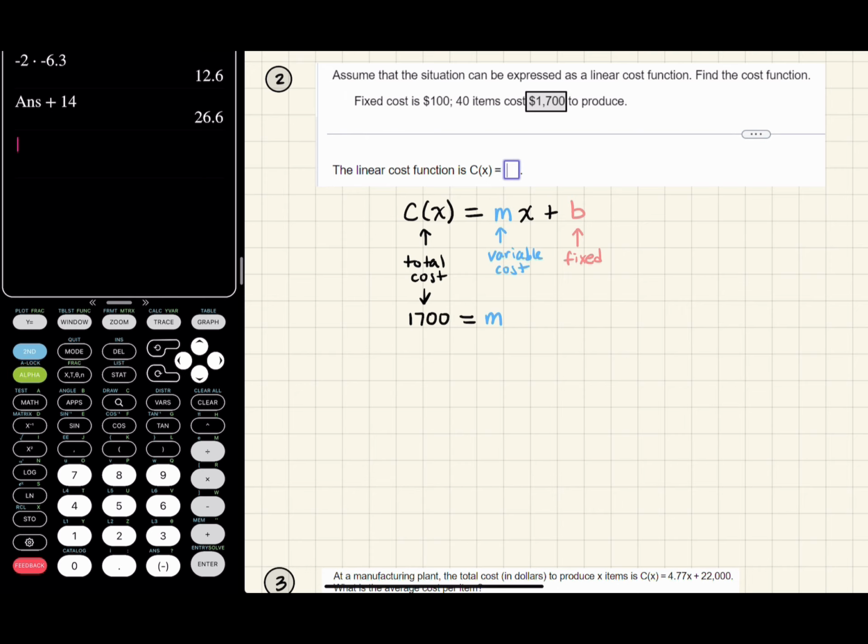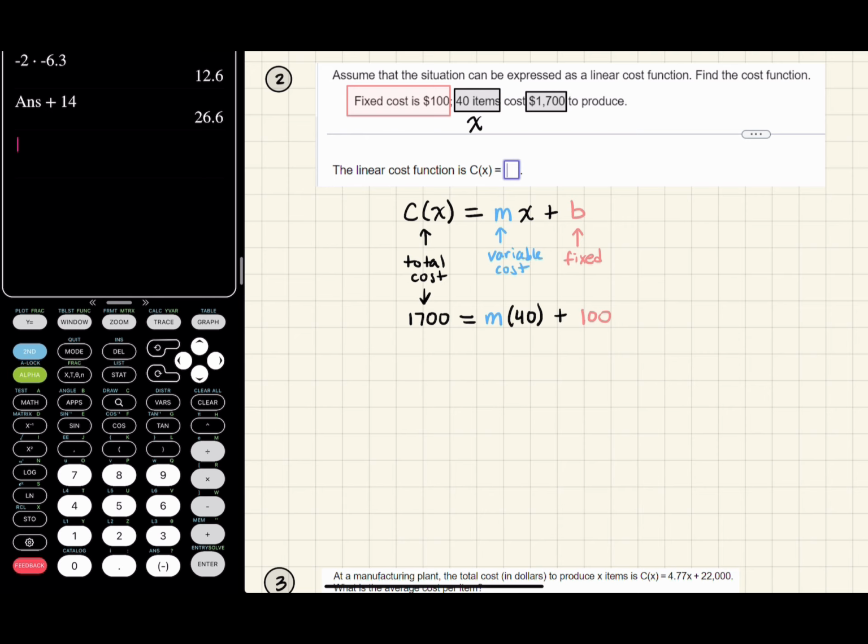They didn't tell us a variable cost, but they told us that to make 40 items, so an x value of 40, costs us $1,700. And the fixed costs we know because they told us right here that the fixed cost was 100. So now we've got an equation we can solve for the unknown variable, which in this case is the variable cost. And let's see what we get here.